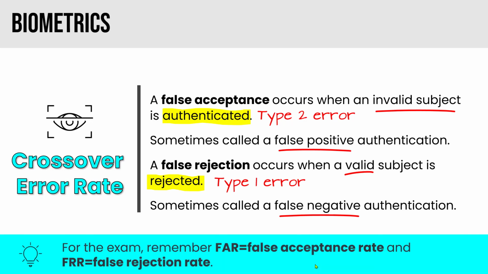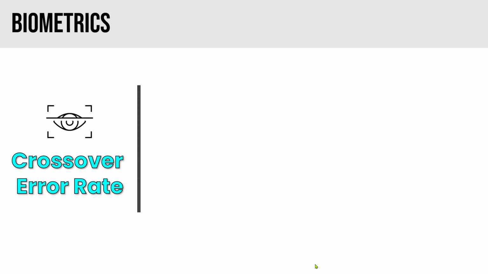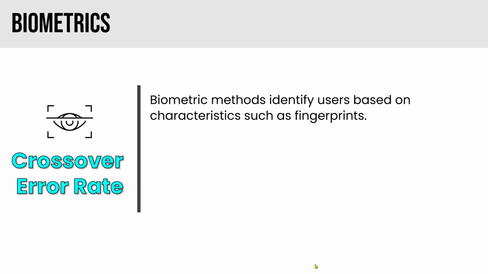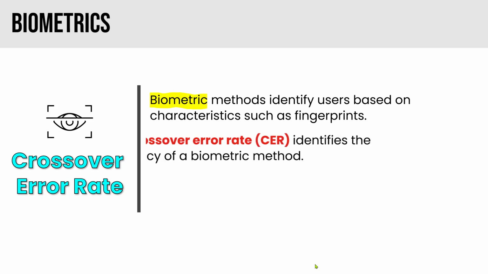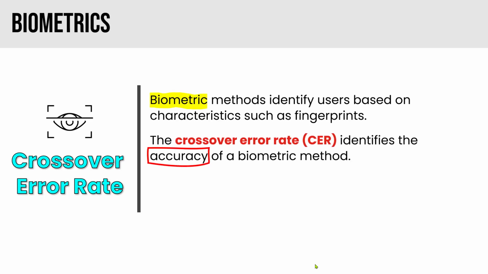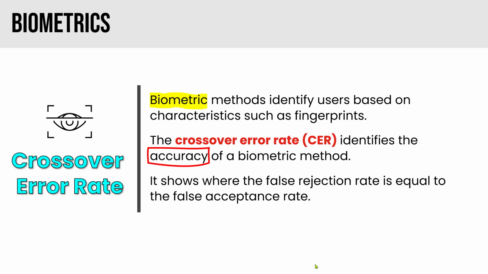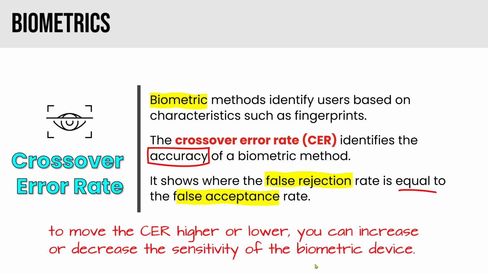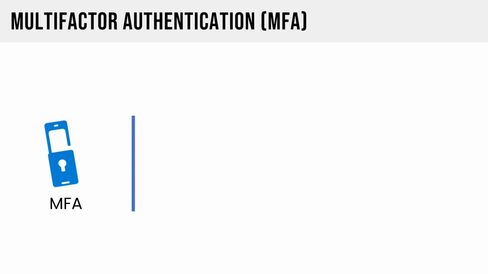For the exam, remember FAR as the acronym for false acceptance rate and FRR as the acronym for false rejection rate. And then there's the crossover error rate. This is in biometrics, identifying users based on their characteristics and then identifying the accuracy of the method. The crossover error rate is where false rejection and false acceptance rates are equal. So to move the crossover error rate lower or higher, you can increase or decrease the sensitivity of the biometric device until you get to that happy medium.